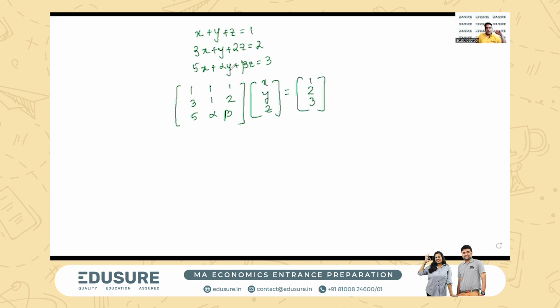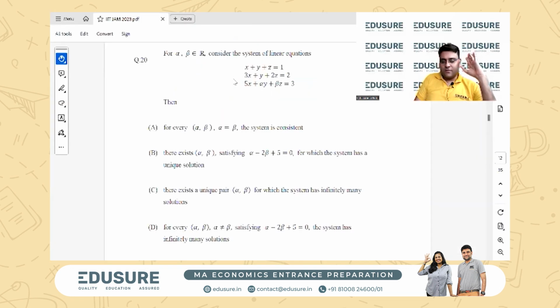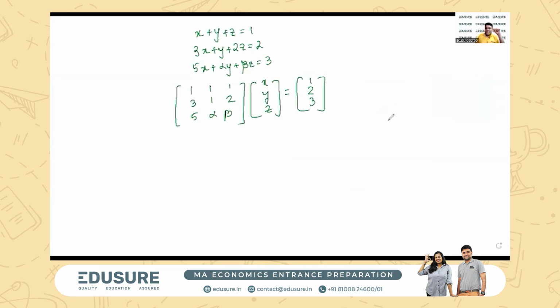Now, look at the first option. For every alpha equal to beta, the system is consistent. Please understand, if I take alpha equal to beta equal to say 5, why am I taking this? I'll tell you in a moment. So x plus y plus z is equal to 1. 5x plus 5y plus 5z, if I write, will be the same as the first equation multiplied by 5. But the third equation gives me 5x plus 5y plus 5z is equal to 3.